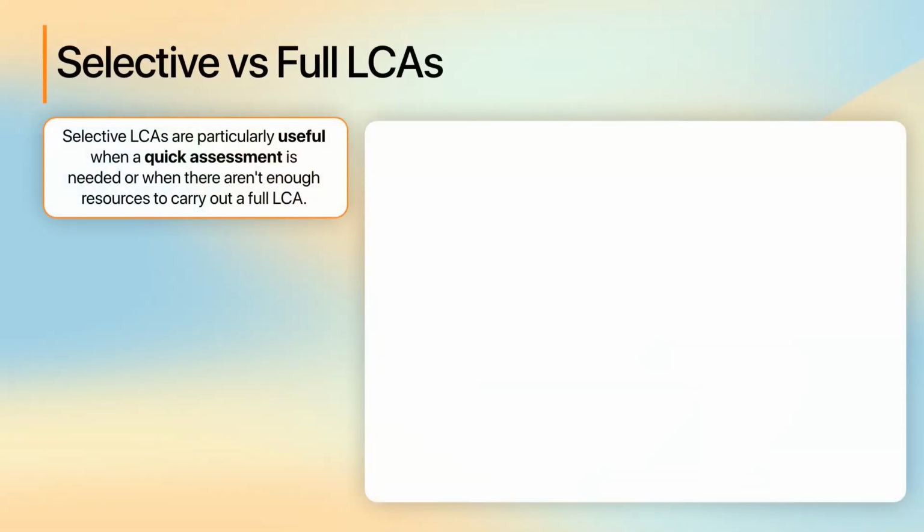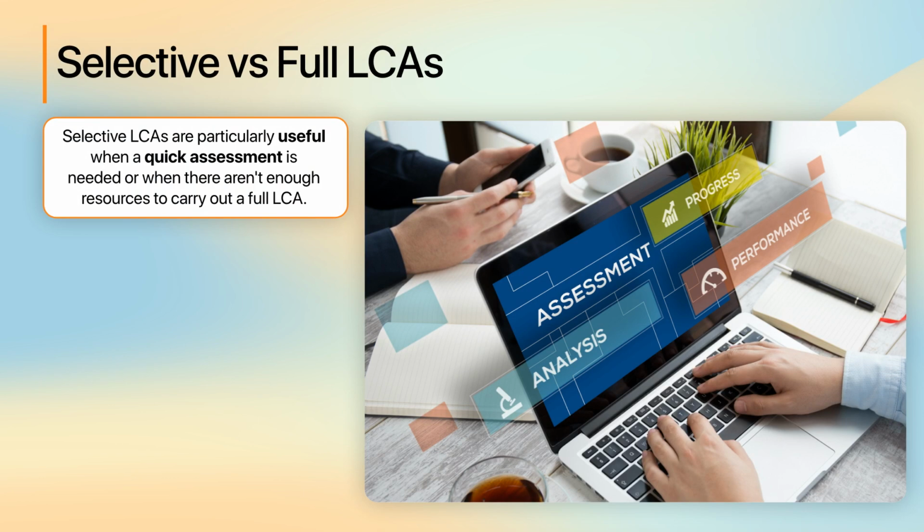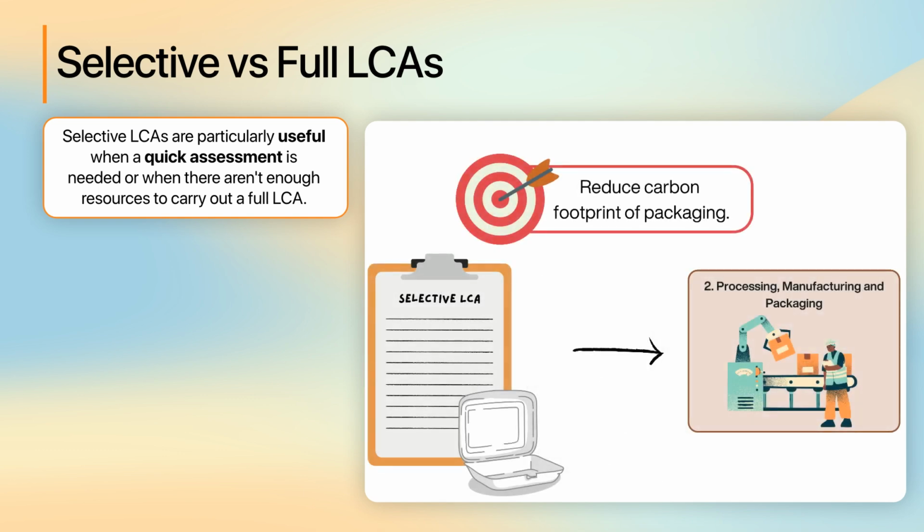Selective LCAs are particularly useful when a quick assessment is needed or when there aren't enough resources to carry out a full LCA. They provide a snapshot that can highlight certain impacts quickly. For instance, if a company wants to reduce the carbon footprint of its packaging, a selective LCA might zero in on the manufacturing stage where energy consumption is highest.